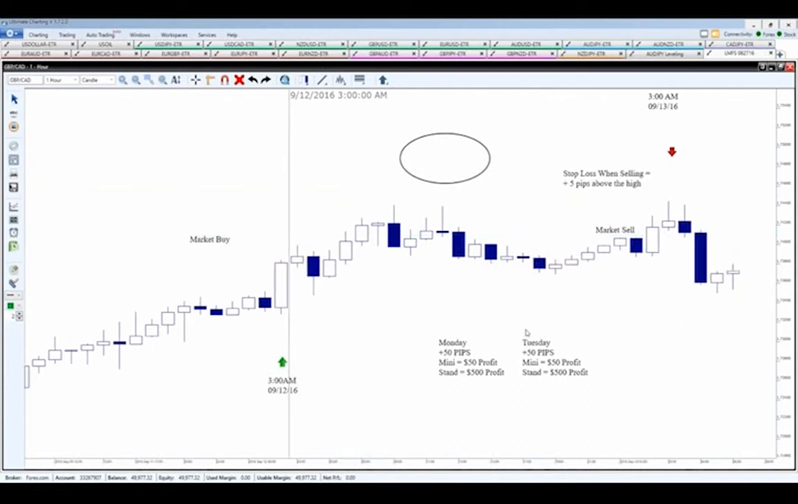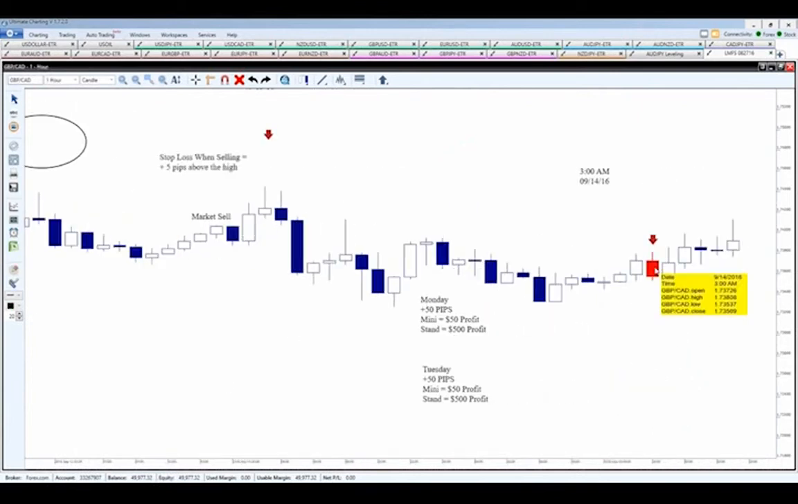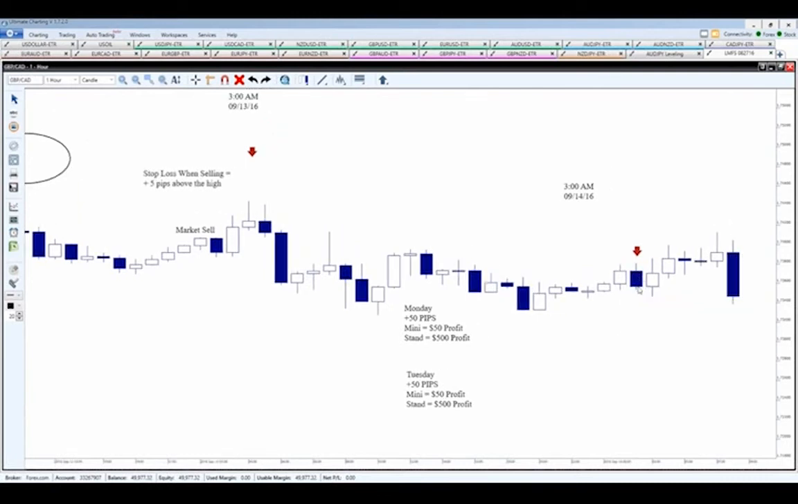So there's Monday and Tuesday. So those are Monday and Tuesday trades. Now let's advance this here. So here's our Wednesday trade. Now in this case right here, Wednesday, we would have probably sold the market and it went against us. So in this case right here, we probably would have lost about 36 pips on that one.